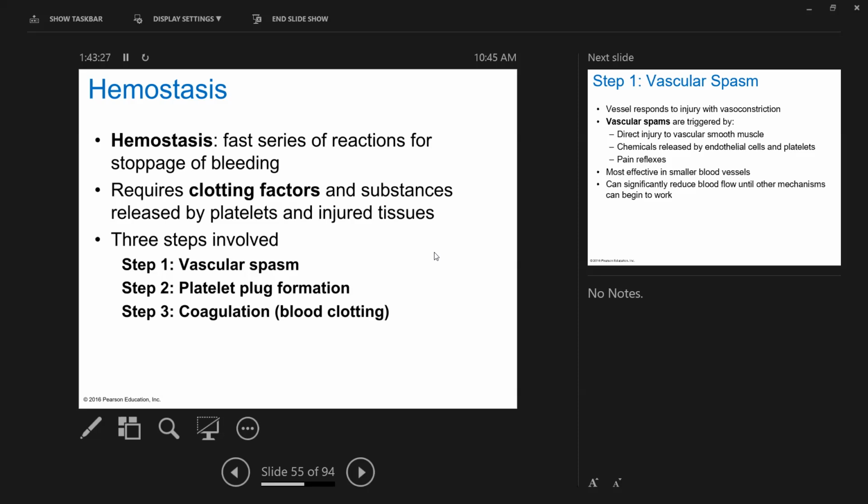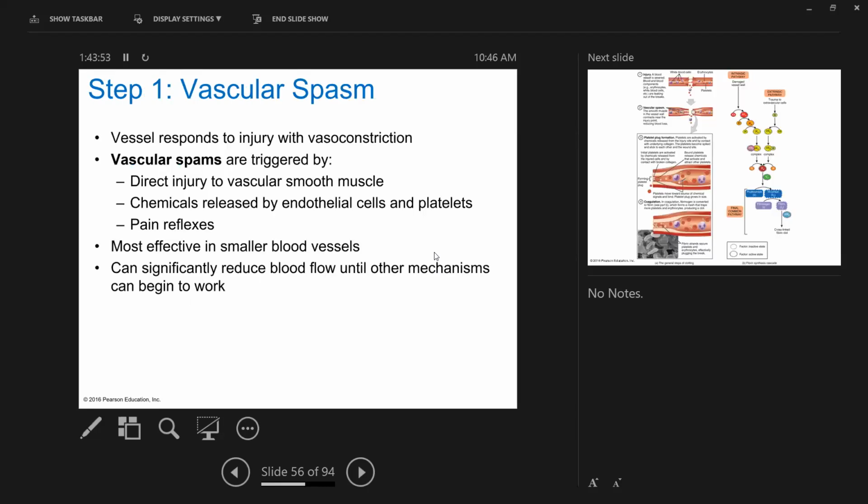We have a very sophisticated, very elegant procedure to control our bleeding. We have what's known as the vascular spasm, which is the first step, and it's exactly what it sounds like. The blood vessel quivers to try and stop the bleeding. We form a platelet plug, and then the ultimate step is the actual formation of the blood clot, the coagulation phase.